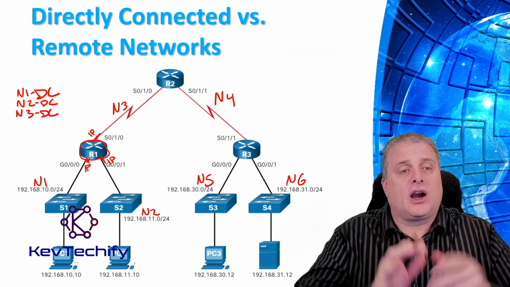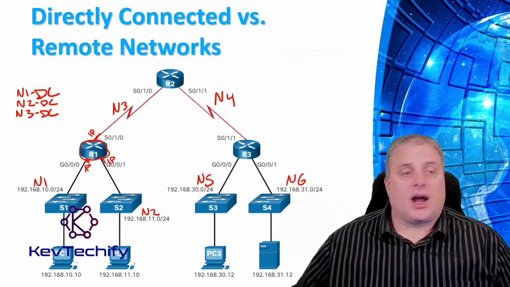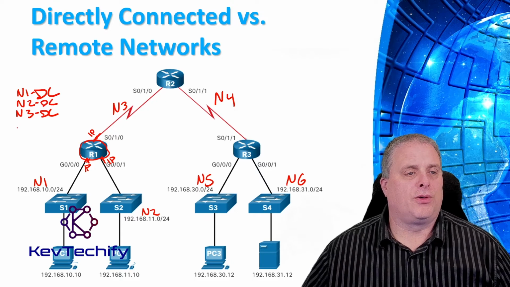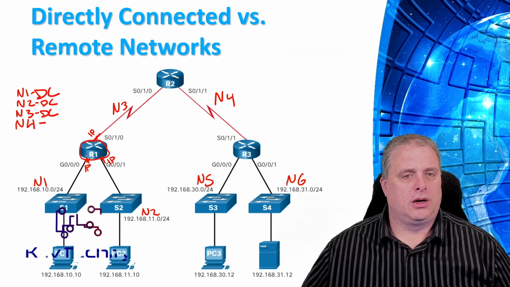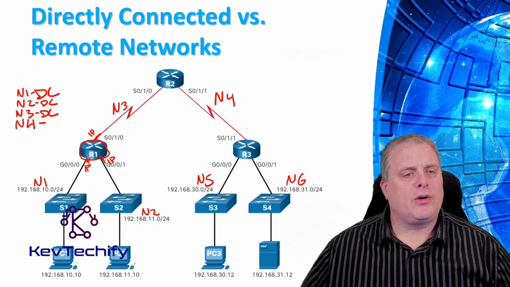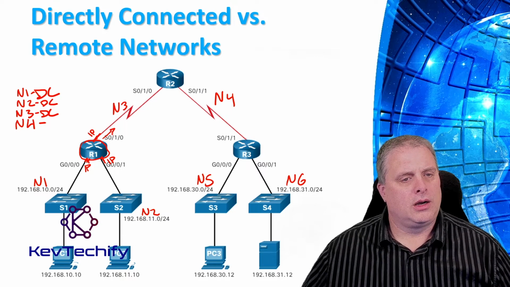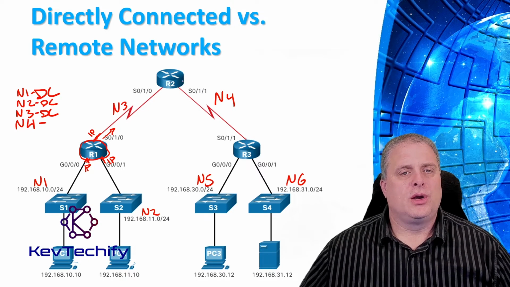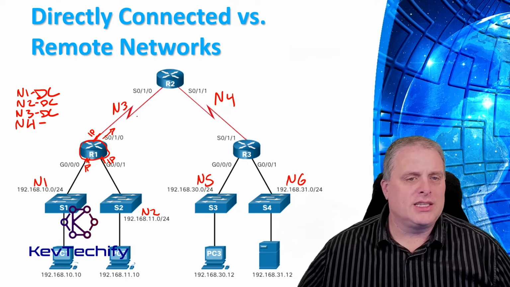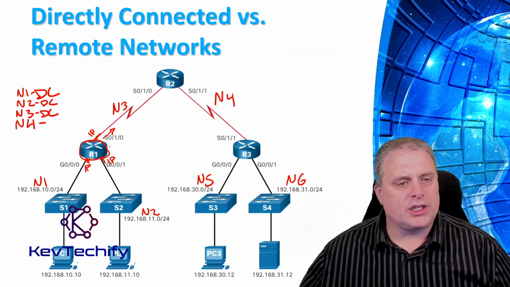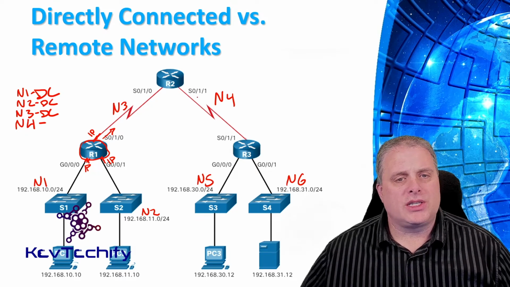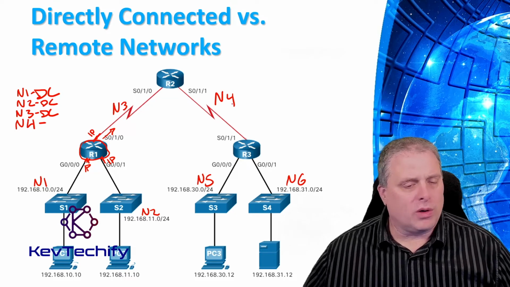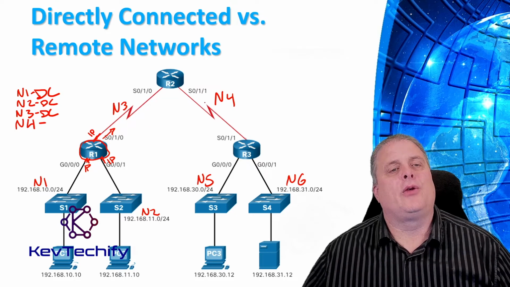The first 3 on R1 are directly connected, but R1 also knows how to get to network 4. If we go out S1 here and go this direction, we can get closer to the network. Network 4 isn't directly connected. There is no connection going into R1. There is no IP address set up on R1 for network 4. That makes it a remote network.